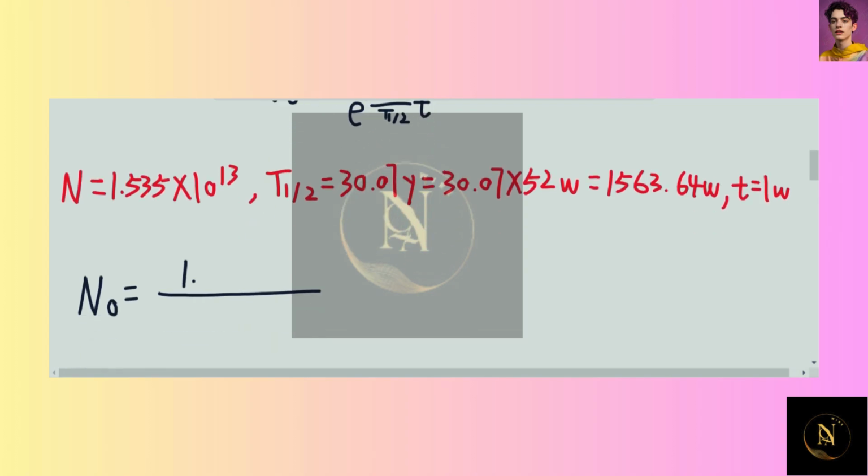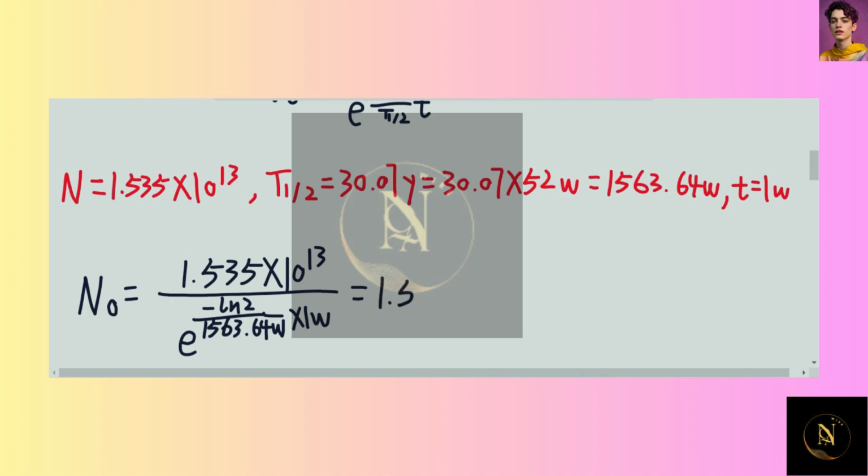So this is equal to 1.535 times 10 to the power of 13 over e to the power of natural log 2 over 1563.64 weeks multiplied by 1 week. And this is equal to 1.536 times 10 to the power of 13.